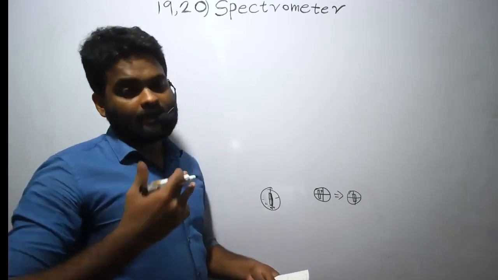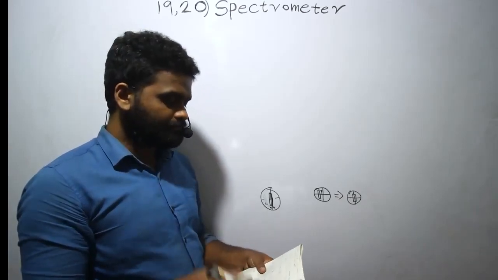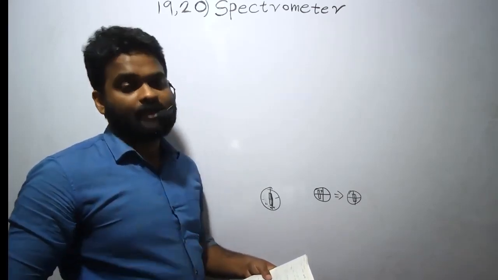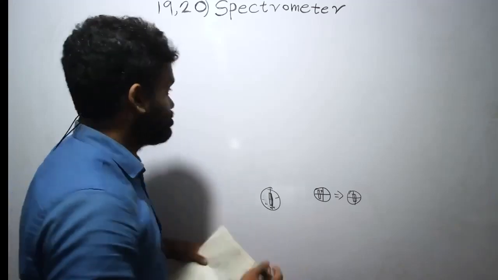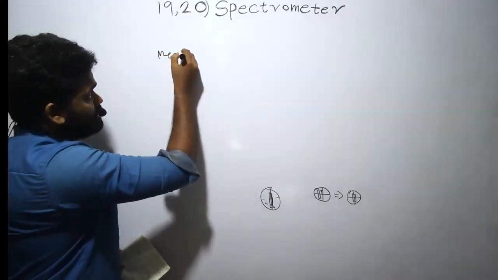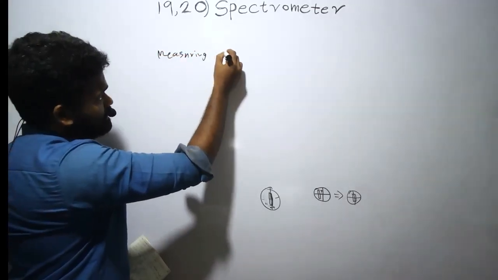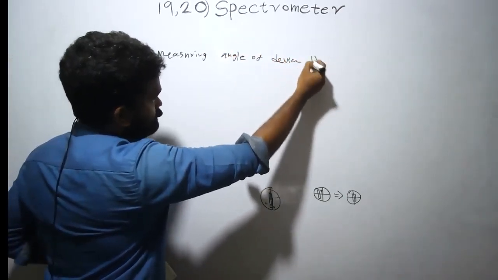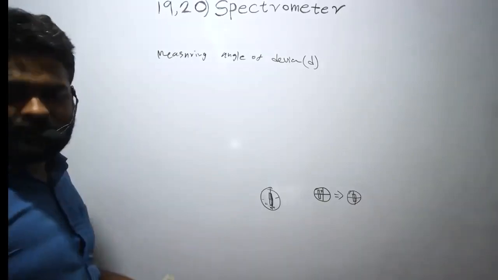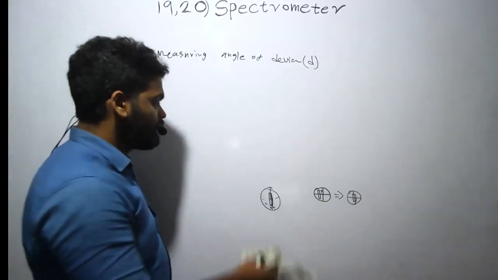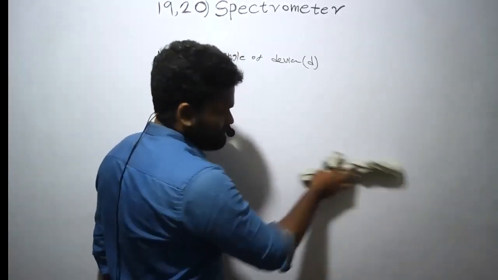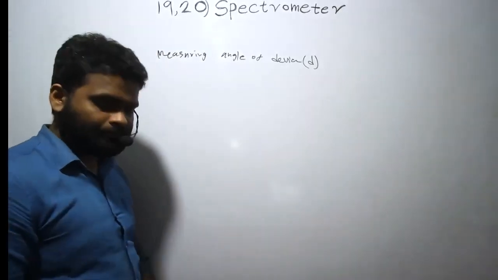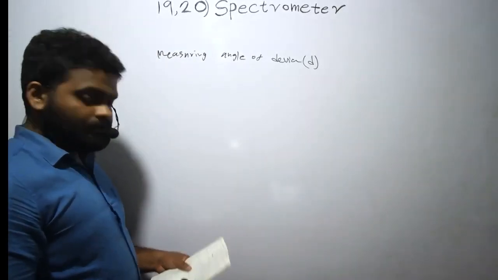Then we'll consider how to measure the angle of deviation. Write down the topic, measuring angle of deviation. That is simple D, not minimum deviation, just the angle of deviation, simple D.